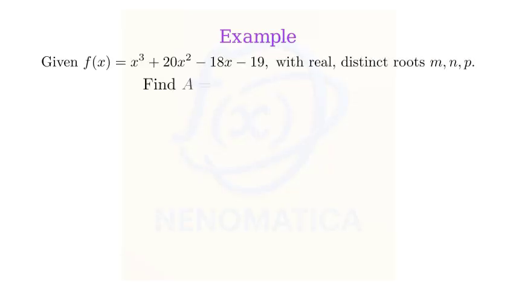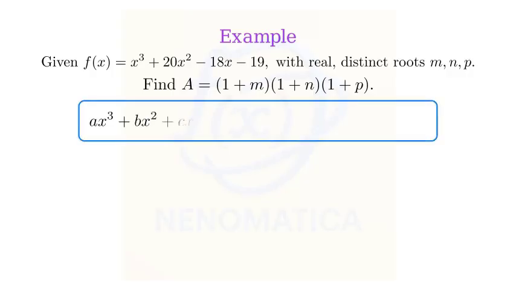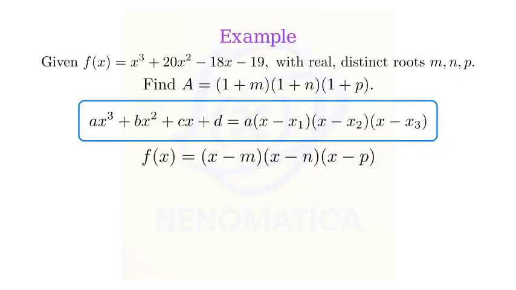Welcome! In this example, we'll evaluate a clever expression built from the roots of a cubic polynomial. Let's read the problem and then solve it step by step using a strategic substitution. First, recall the factor form of a cubic with roots x sub 1, x sub 2, and x sub 3. We will apply it to our function with roots m, n, and p. We want a, which is the product of 1 plus each root.